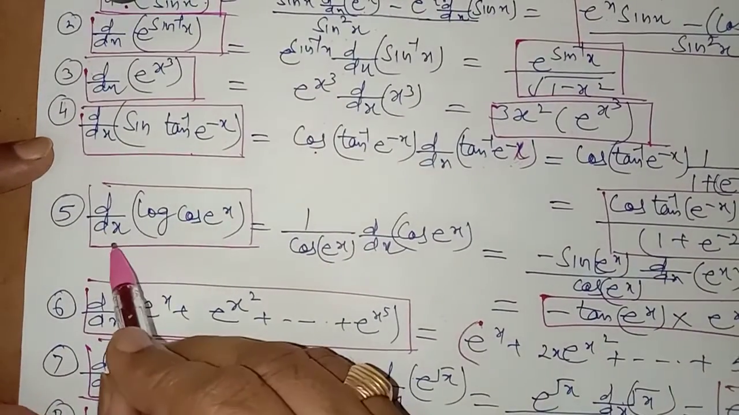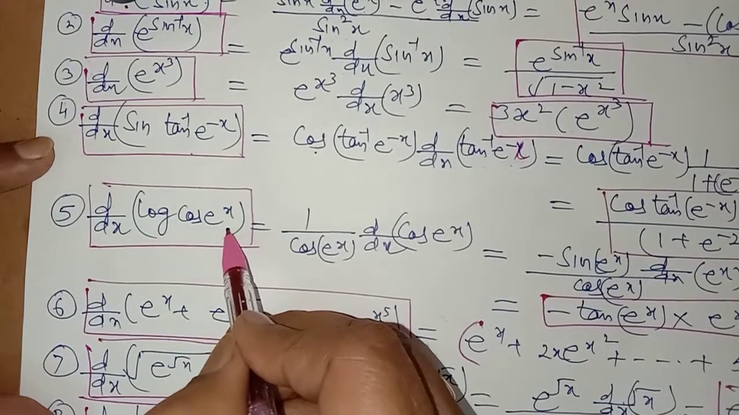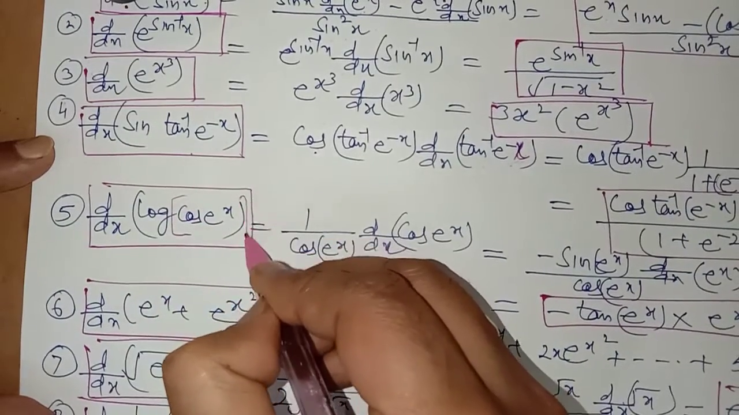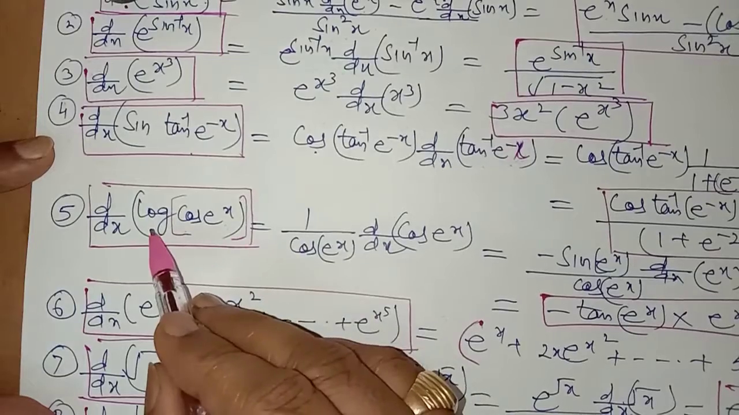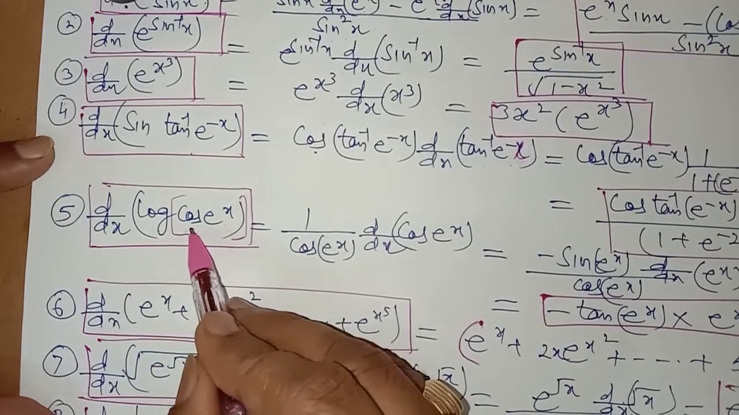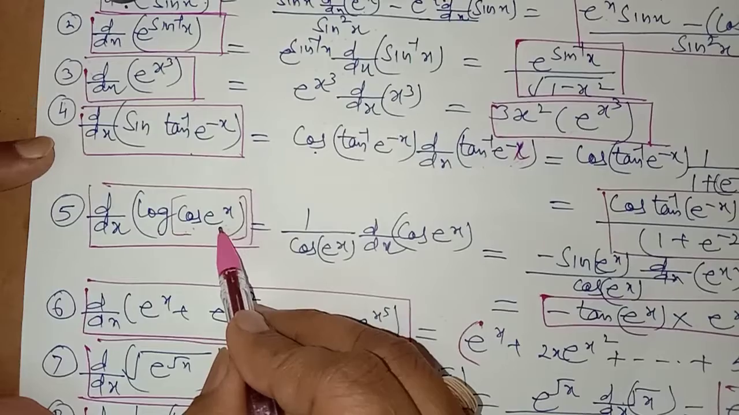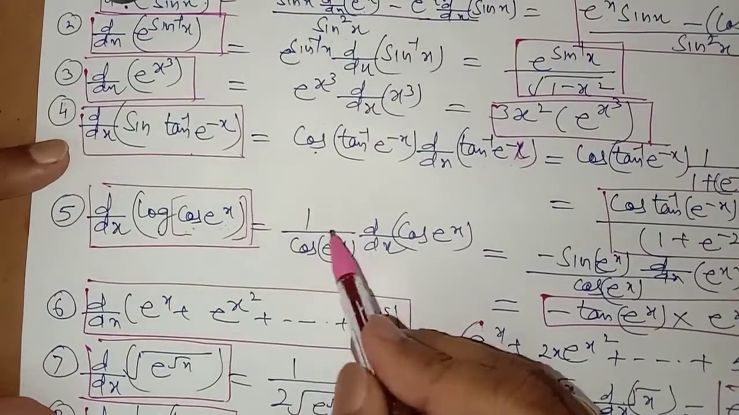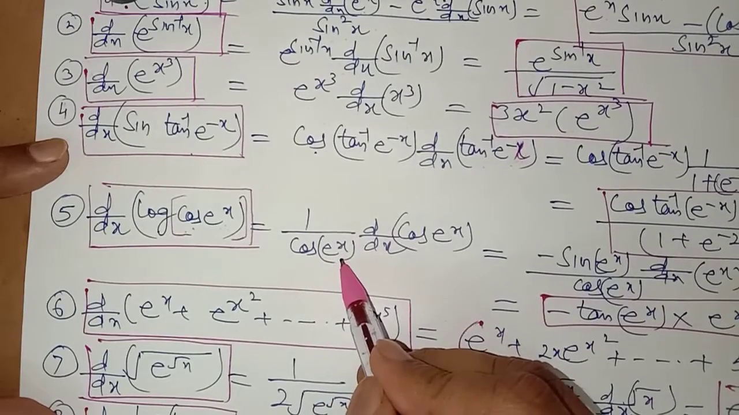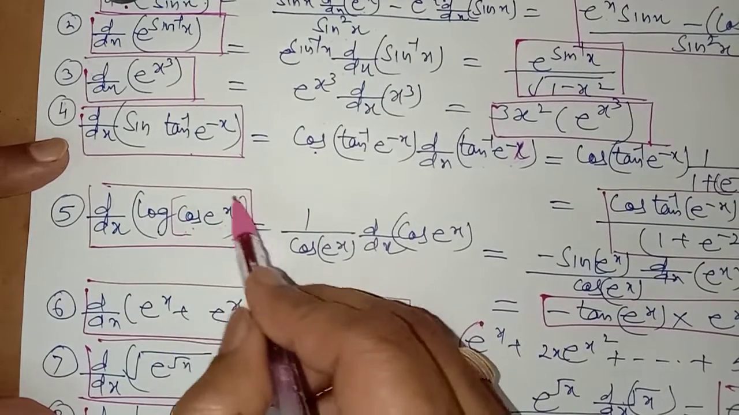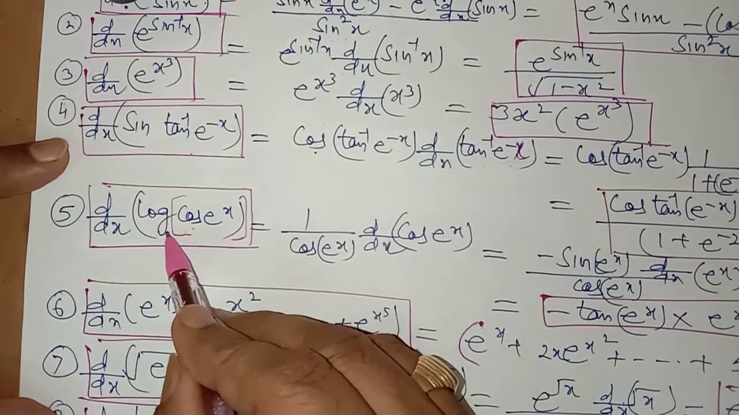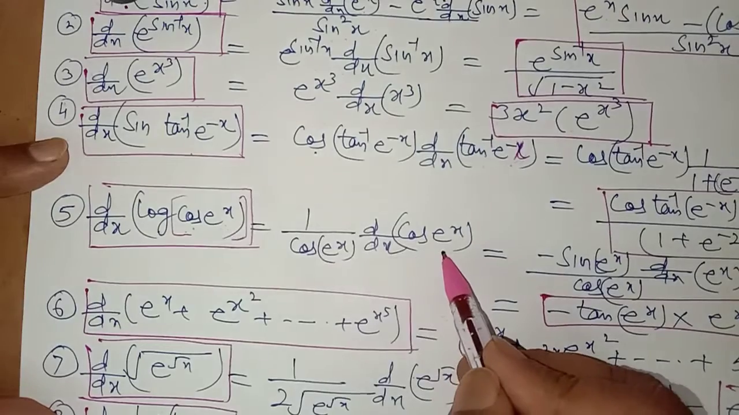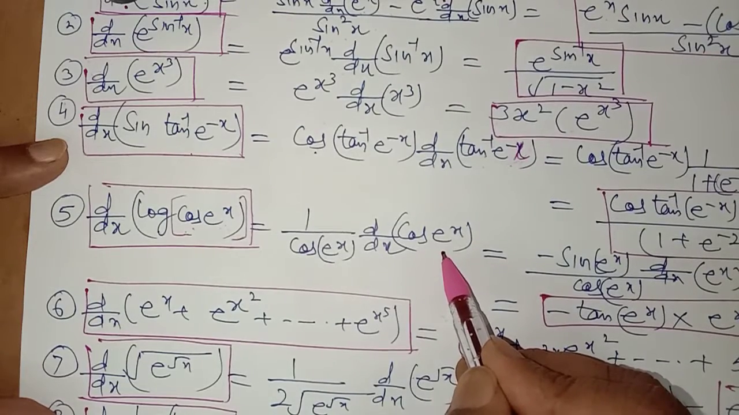Now in question number 5, the derivative of log cos e raised to power x. So we have 3 functions here: log, cos, and e raised to power x. First of all, differentiate log, then multiply with the derivative of cos, then multiply with the derivative of e raised to power x. So 1 upon cos e raised to power x, since the derivative of log is 1 upon this. Multiply with the derivative of cos e raised to power x.